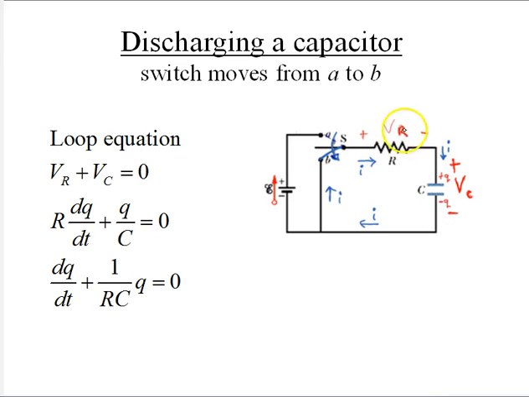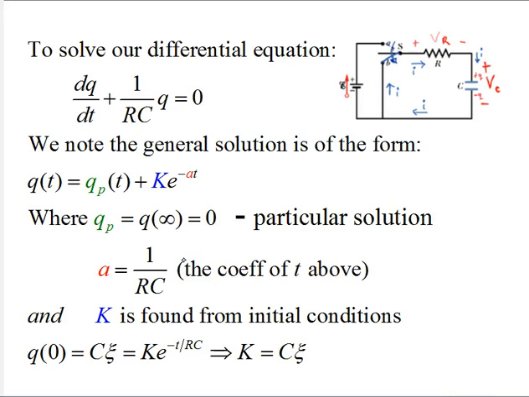Then we know the voltage across the resistor plus the voltage across the capacitor, if we go this direction, VC plus VR must be equal to 0. So our R dq/dt, that's our Ri, plus Q over C must be equal to 0. And we have our first order differential equation where the particular solution in this case is equal to 0. So our particular solution is 0 at time equal to infinity. We have the same time constant, so our frequency A is 1 over RC.